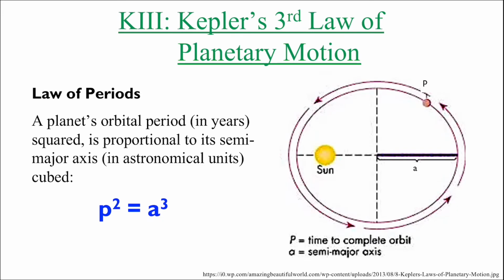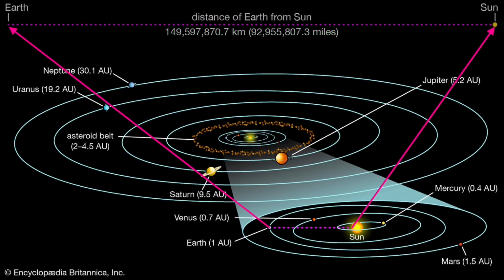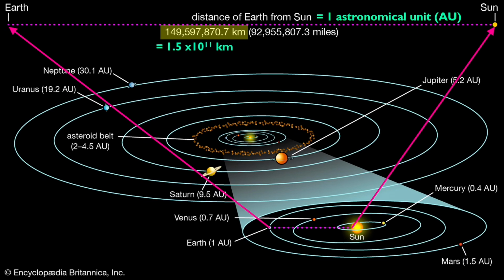But it only works when a, the semi-major axis, is measured in units of astronomical units, and p is given in units of years. The distance from the Earth to the Sun is referred to as 1 astronomical unit, abbreviated AU. This is a distance of about 150 million kilometers, which, when written in scientific notation, can be represented as 1.5 times 10 to the power of 11 kilometers. We'll be using the AU as a measure of distance quite a lot in this class, so please make sure that you remember the term and what it's based on.